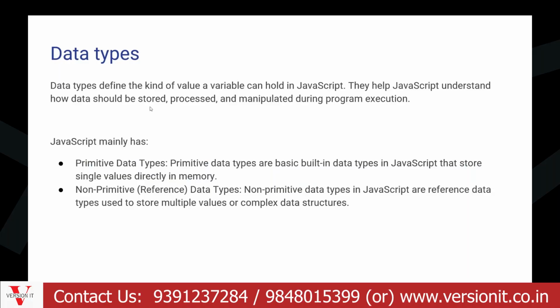In simple terms, you can consider data types as the kind of value a variable can hold in JavaScript. So for a particular variable, what kind of data can it actually store? That can be string, integer, boolean, anything, right? So that variety of different data, we call a data type.